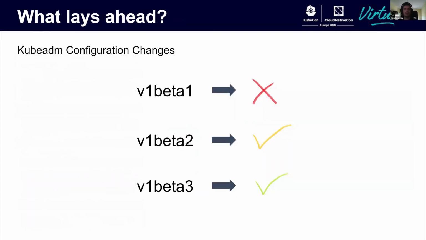With regards to the kubeadm configuration, currently we have support for v1beta1 and v1beta2, but v1beta1 is deprecated and it's going to be removed entirely at some point in the near future. And at some point in the near future, we are also going to implement v1beta3, which is currently being discussed. Once that happens, we are also going to deprecate v1beta2 and schedule it for removal at least a year after that.